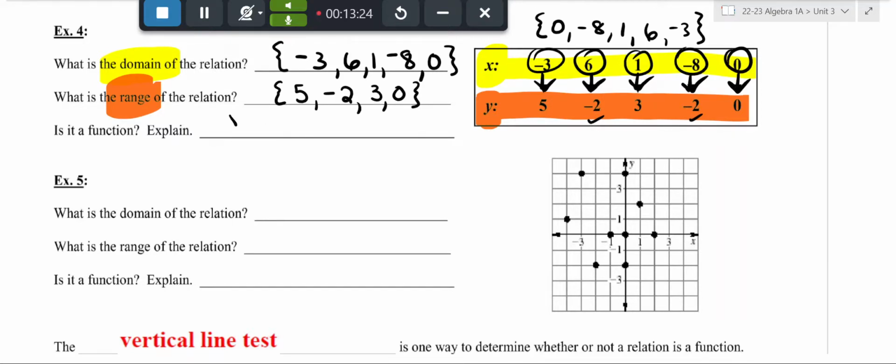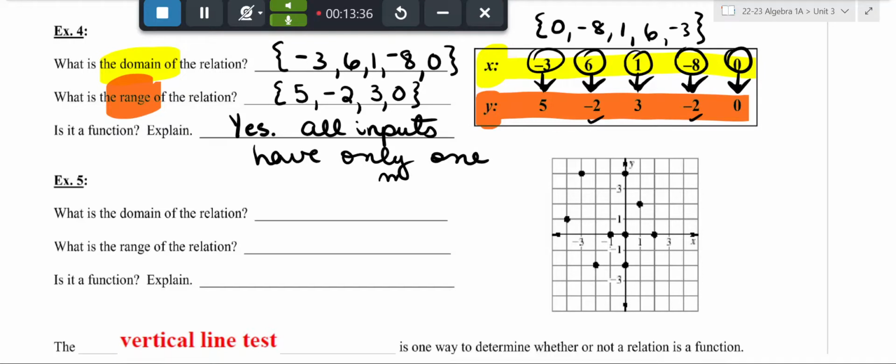So then yes, all inputs have only one mapping. All right, let's do the next example.